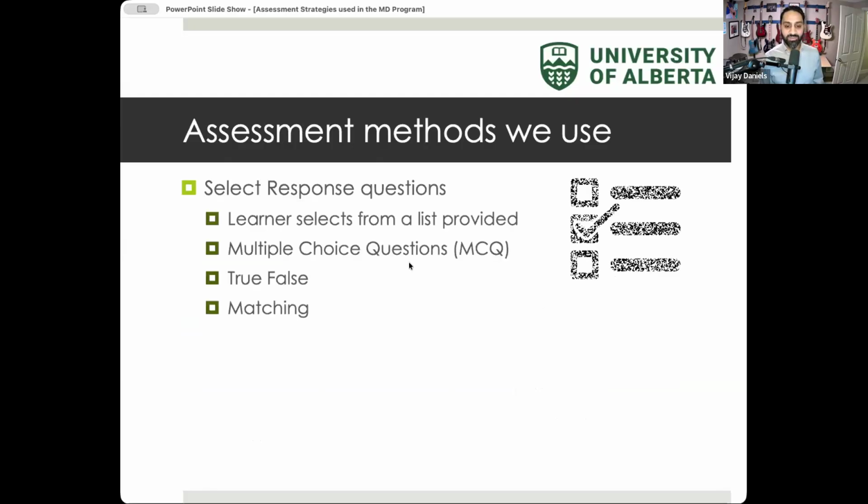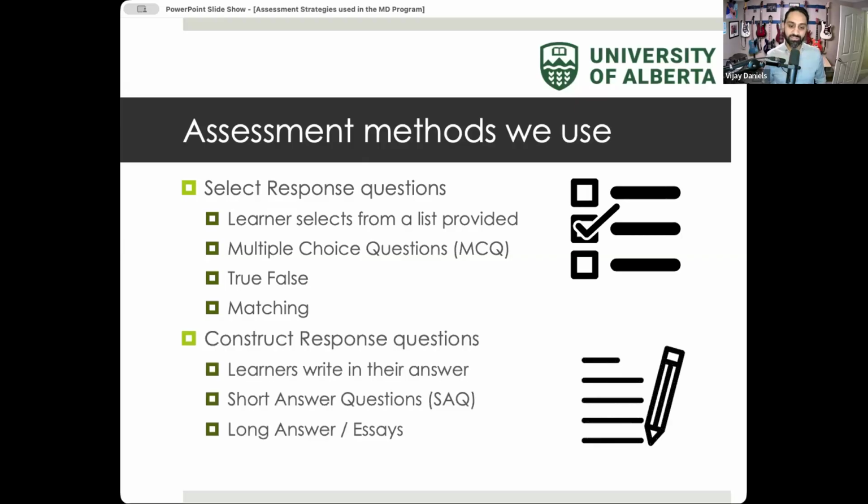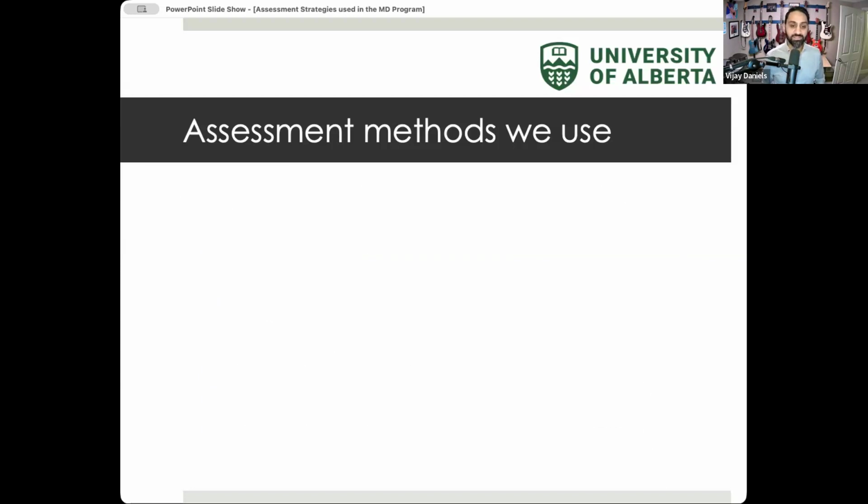So assessment methods we use. The most common one we're probably all familiar with is select response questions, where learners select from a list. That can be the classic MCQ, but things like true, false, and matching also play into that. Constructed response questions are where learners write in their answers. That can be short answer questions or long answers. And there are pros and cons to both of these methods.